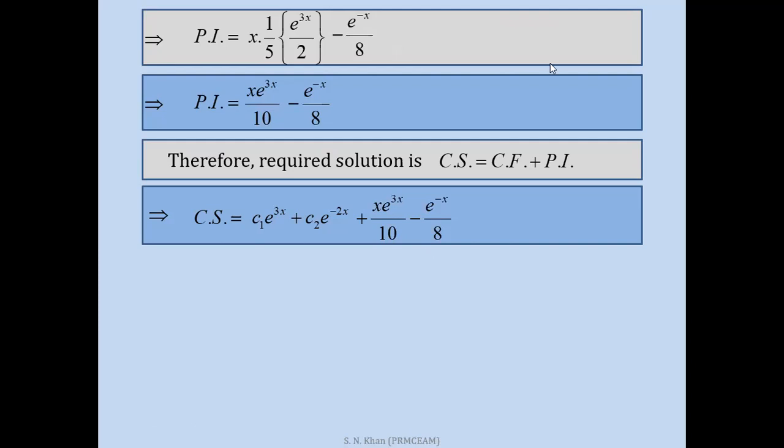Okay. So in this way, we can find PI or complete solution of any problem if the function is exponential. Simple exponential function chahiye. Agar hyperbolic function aata hai, toh usse hum exponential mein convert kar sakte hai. Agar sirf constant aata hai, toh usse bhi hum e to the power 0 lekar exponential mein convert kar sakte hai. So this is all about case number 1 for finding PI.